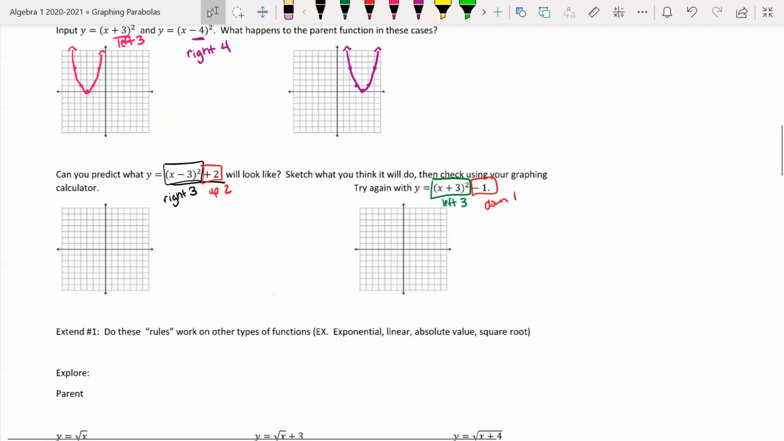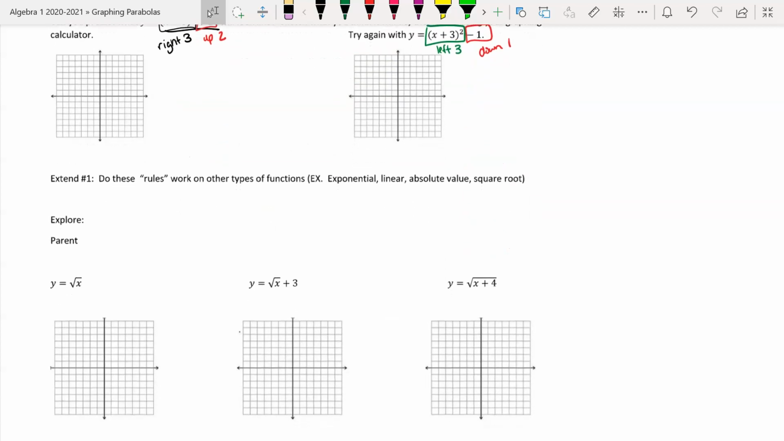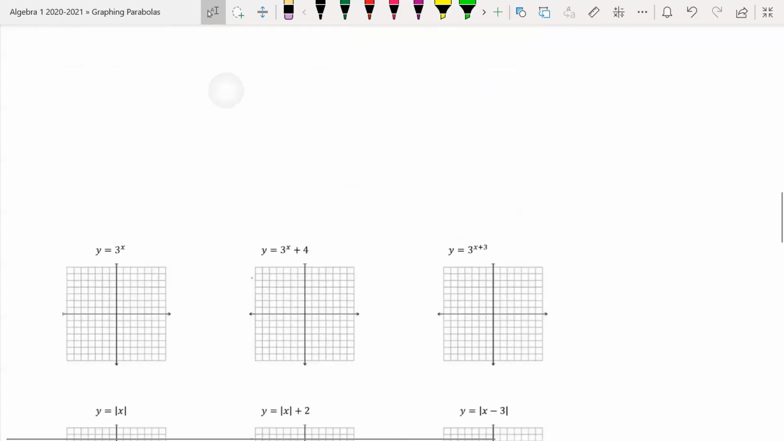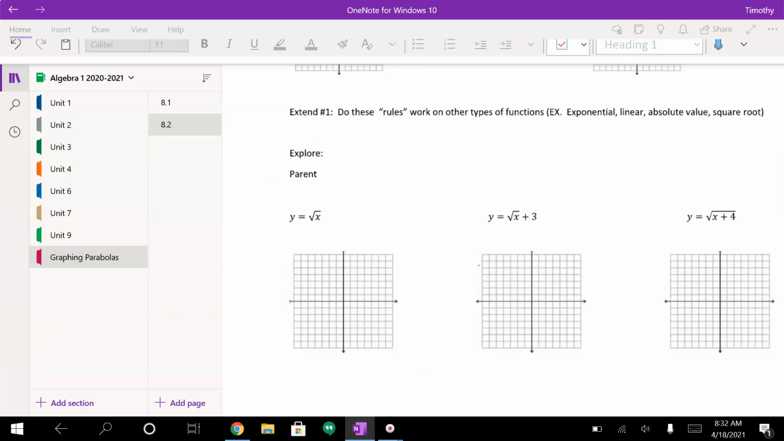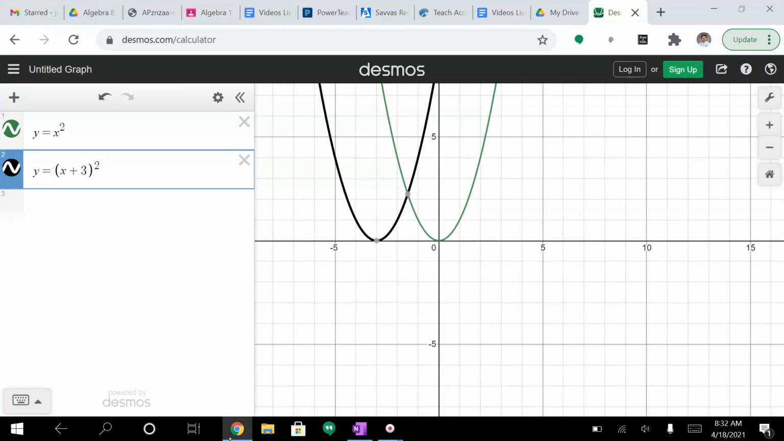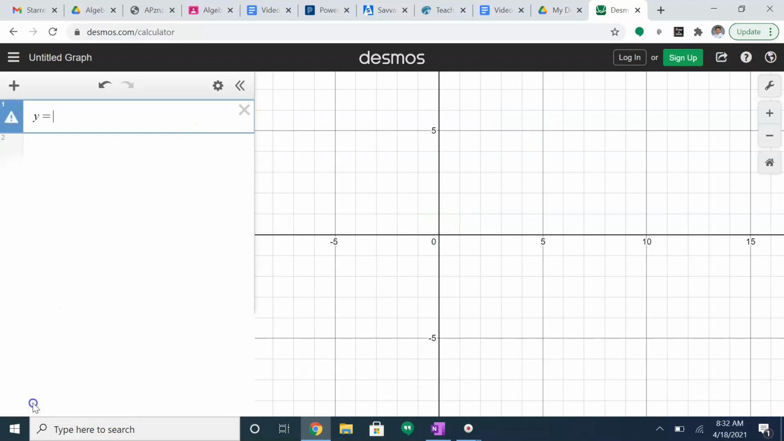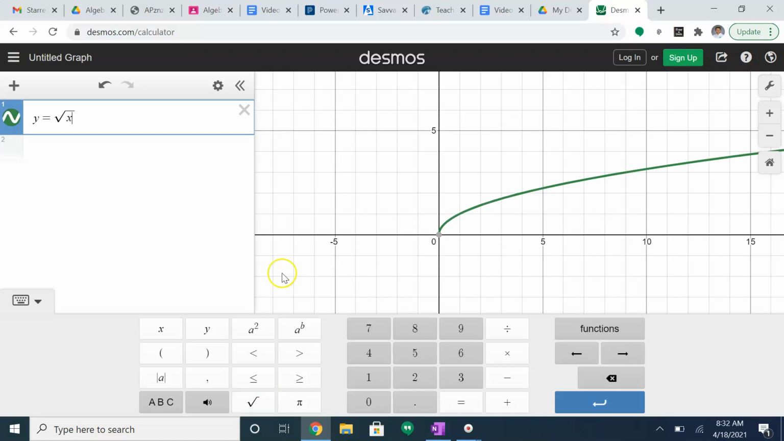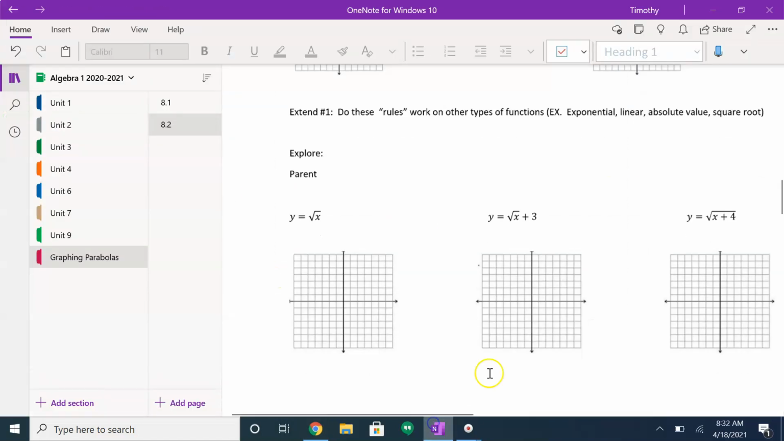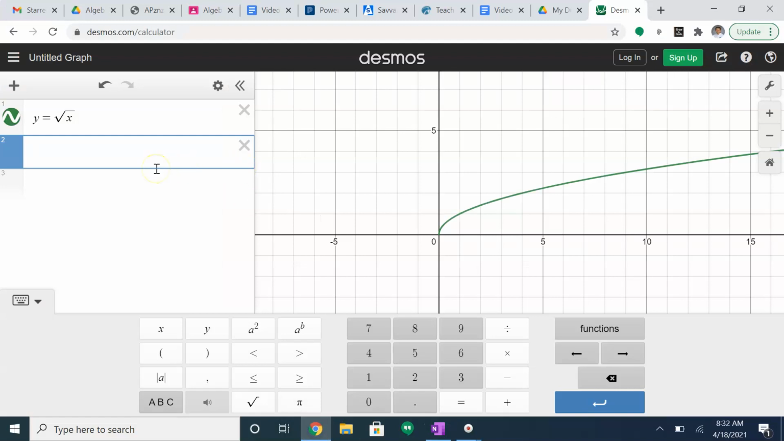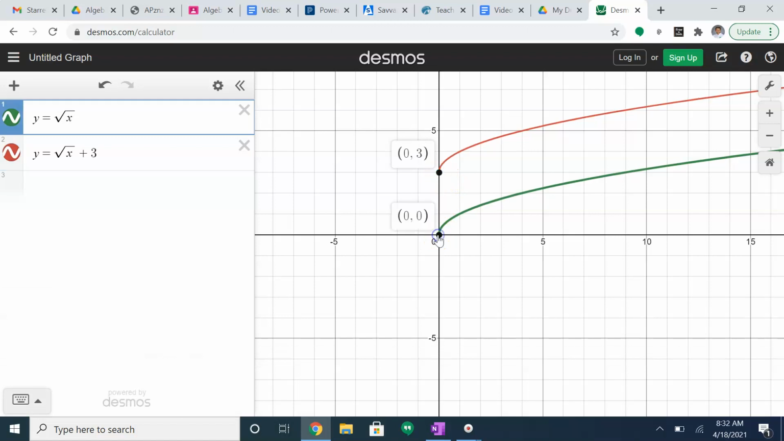Well, now let's check, do these rules work for other types of functions? So let's look at the square root of x. So you would graph that. Now, if you notice, I wanted you to do plus 3 on the outside. So what are you guys thinking is going to happen compared to the rules that we've had before? Well, to me, if it's on the outside, that's up or down, and they're telling us the truth. So I'm going to think it's going to go up 3. And would you look at that? It goes up 3.